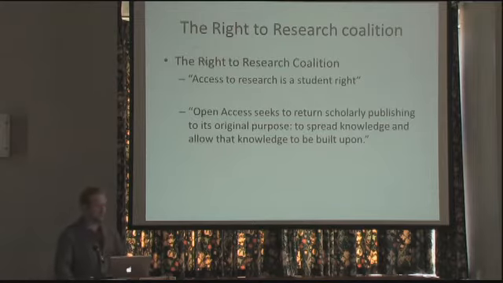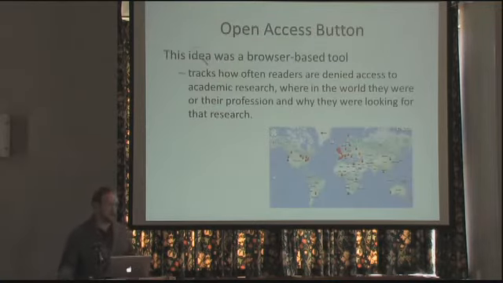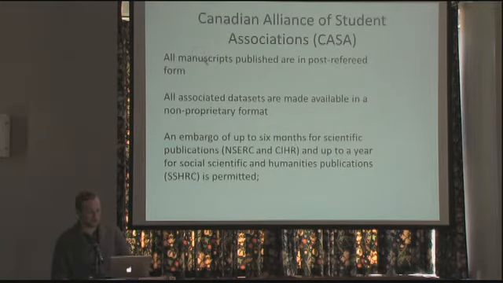This is just an example of a student-led group that is really looking at access to research as a student right. There are other innovative things from students across the globe. I think this is a UK example of the Open Access Button. It's a web-based tool that tracks when people are denied access to a journal. So this is pretty innovative. It's only gotten off the ground recently, so this isn't actually their data. But it's a really cool way of tracking access to journals.